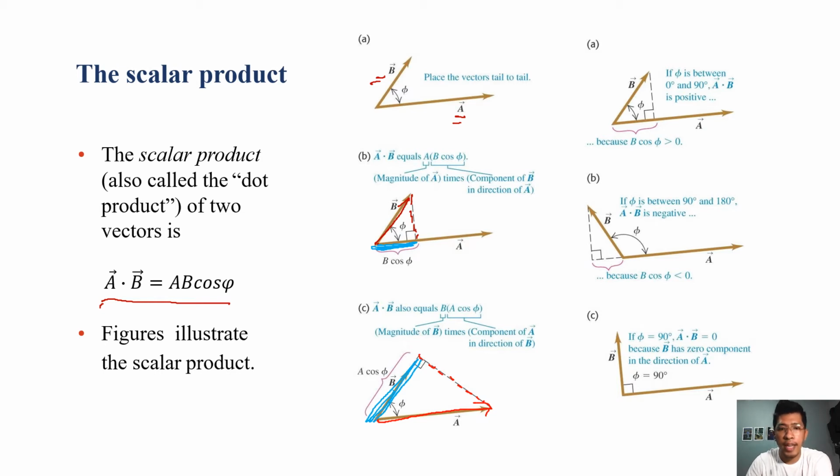If the angle phi is between 0 and 90 degrees, your A dot B is positive. If phi is between 90 degrees and 180 degrees, your A dot B is negative. And if your angle phi is equal to 90 degrees, or when your two vectors are perpendicular to each other, your scalar product is equal to 0.